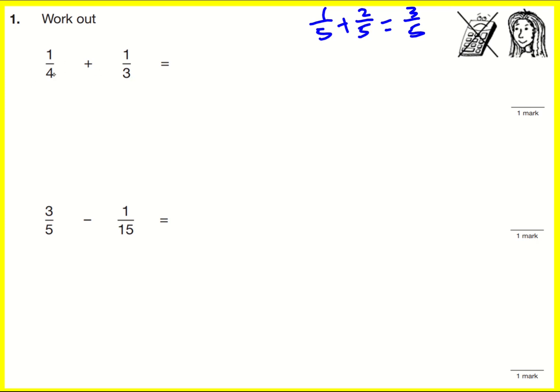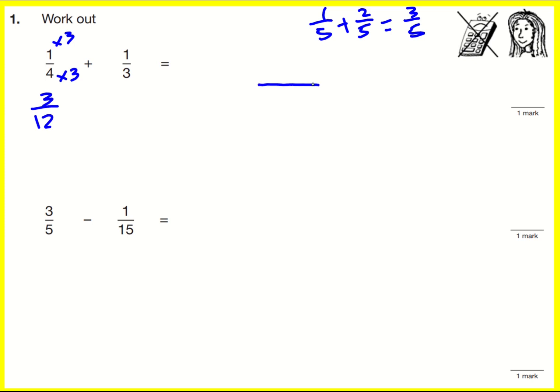So in this case, how can we make them the same? Well, we can look for the lowest common multiple, a number that they both go into. In this case, it's going to be 12. These two times to give 12. So what we do is we times this one by 3, top and bottom. That does not change the fraction, and we get 3 over 12.